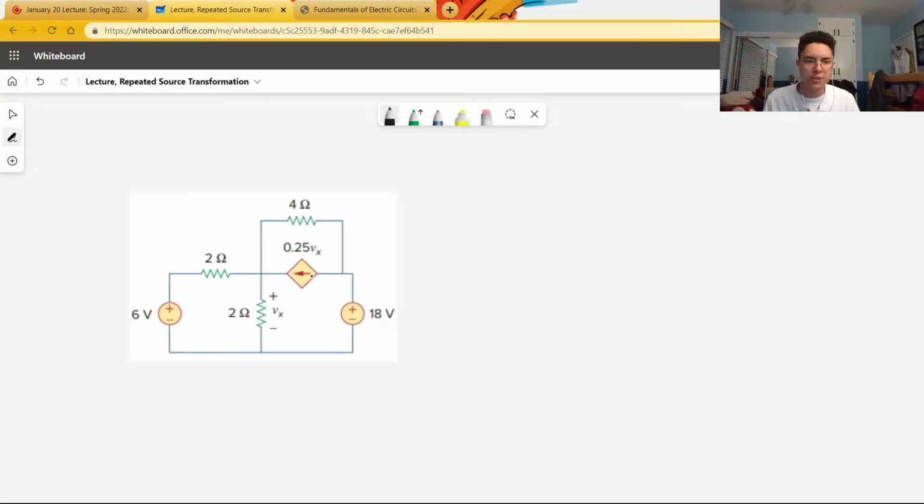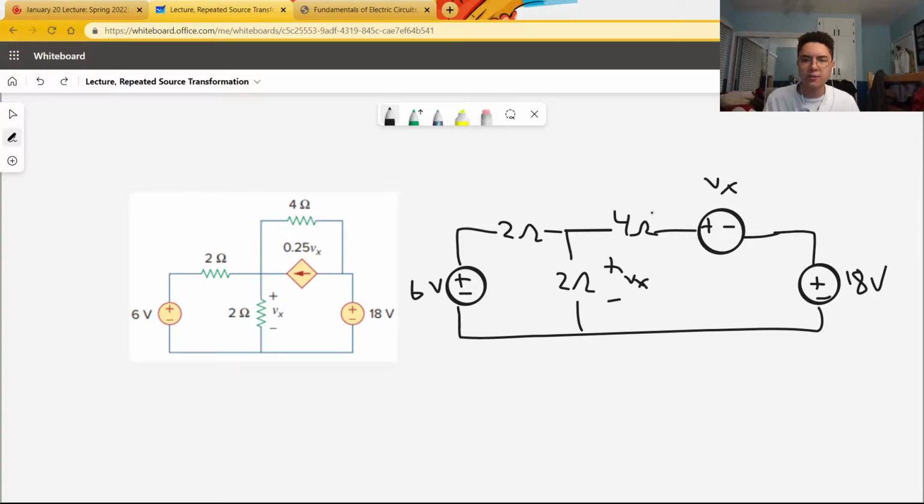So this portion of the circuit can be turned into a 4 ohm resistor, I'm going to put it off to the right here, and a voltage source, which is I times R, so 0.25 Vx times 4, which is of course just Vx. And so this whole section of the circuit from here to here has been turned into this circuit instead of these two parallel wires. And so we can write this circuit as follows. You can see that these circuits are basically identical, except that right here has become right here.